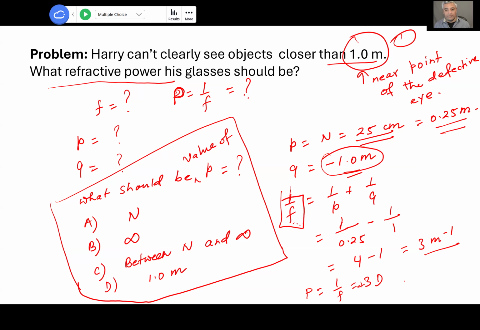So looks like for this we need to use a converging lens, and that makes sense, right?